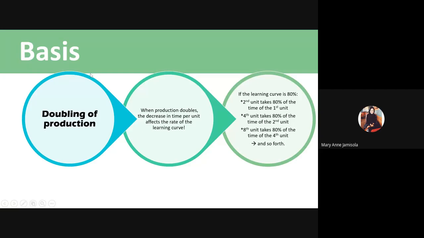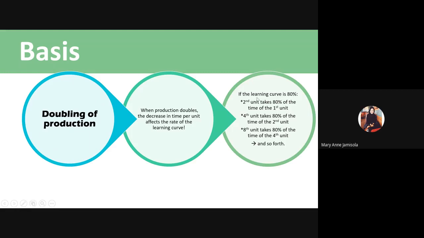The basic principle behind the learning curve is the doubling of production. So when production doubles, the decrease in time per unit affects the rate of the learning curve. When we say double, it's literally double.